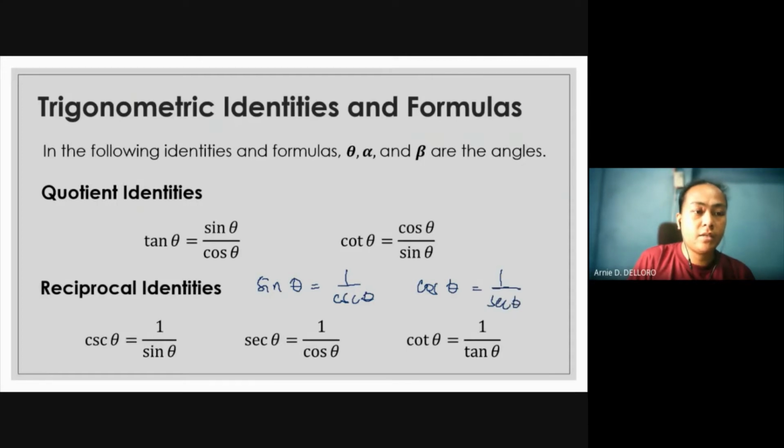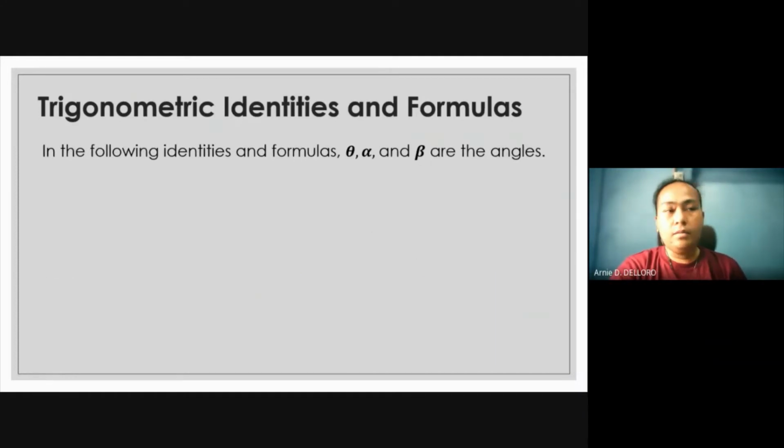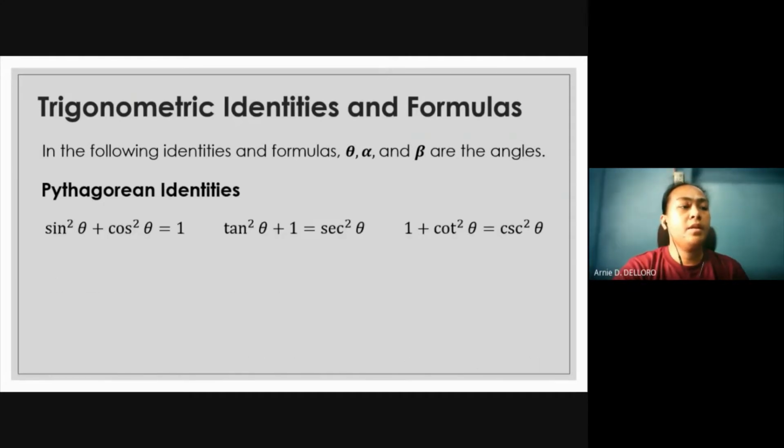And for tangent, we have tangent theta is equal to 1 over cotangent theta. Okay? So those are the reciprocal identities. Also, we have the Pythagorean identities. The Pythagorean identities are: sine squared theta plus cosine squared theta is equal to 1. Tangent squared theta plus 1 is equal to secant squared theta. And we also have 1 plus cotangent squared theta equals cosecant squared theta.